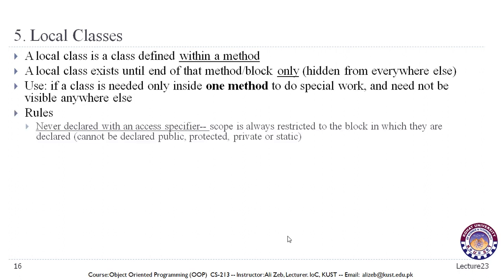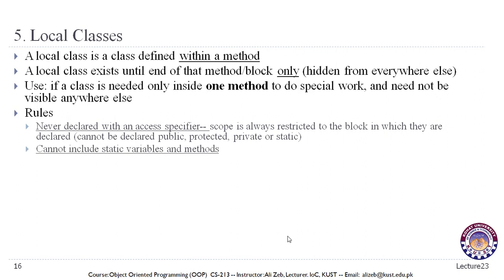The rules for local classes include: they are never declared with an access specifier. Scope is always restricted to the block in which they are declared, so we do not need to specify any access modifier. It cannot be declared with public, protected, private, or static, since it is already understood that it is a class that is local to the method where it has been declared.